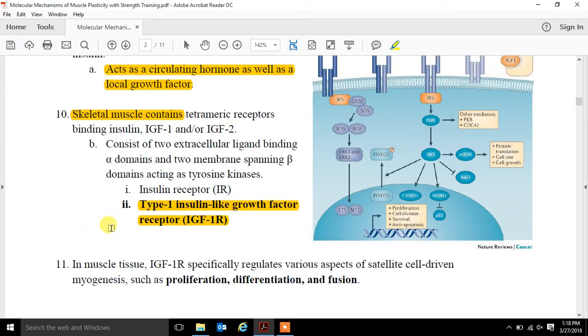Why do we care about this pathway? Well, we know this pathway specifically regulates aspects of things like satellite cell-driven myogenesis, such as proliferation, differentiation, and fusion. So it's a key step in not only satellite cell-driven processes, but as we'll see on the next page, actual adaptations with the skeletal muscle response.